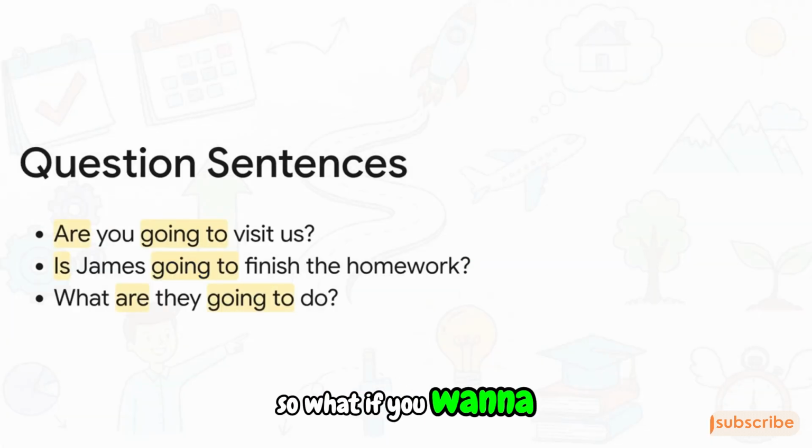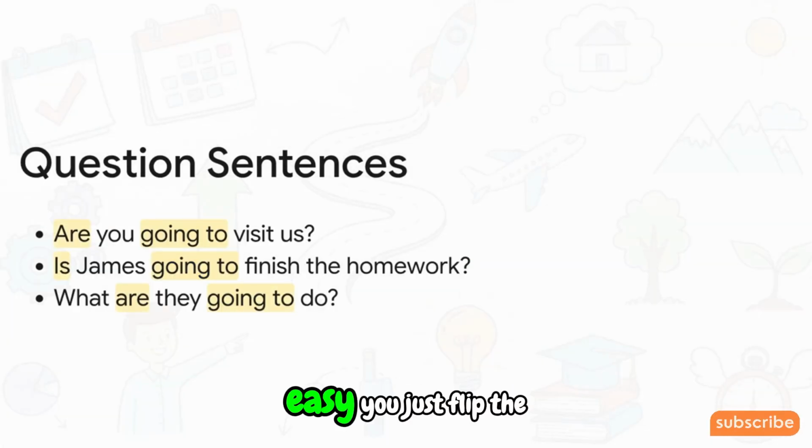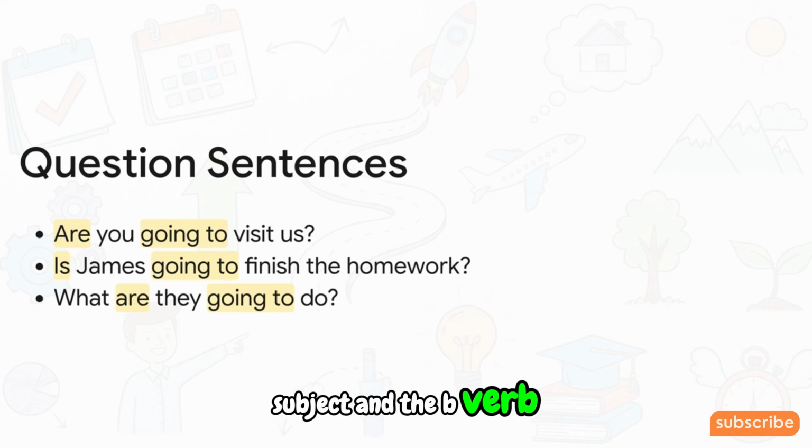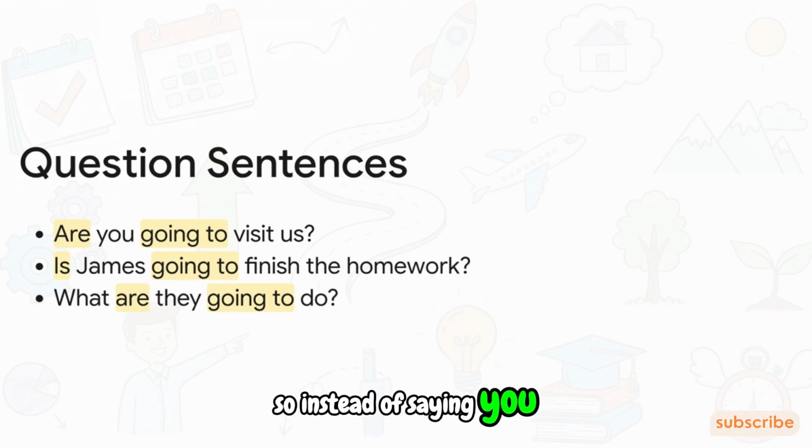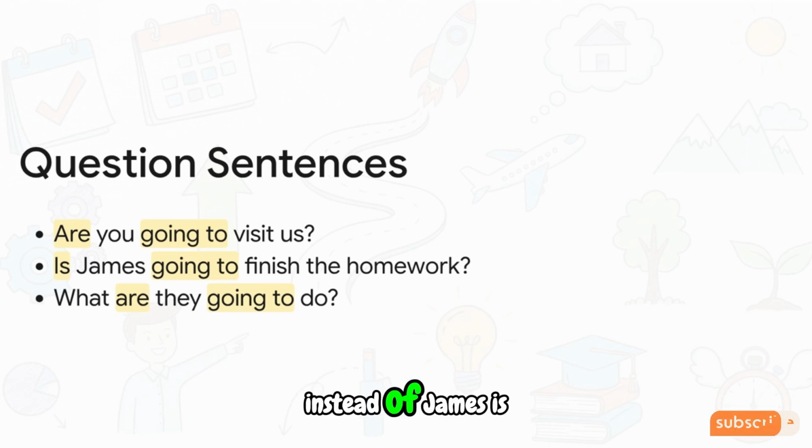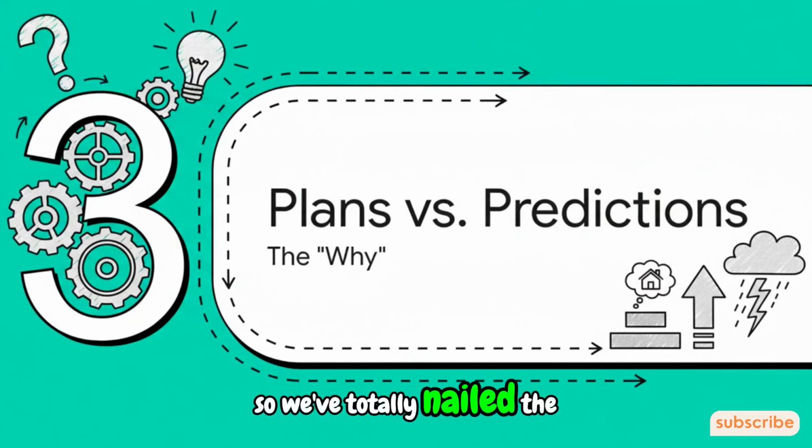So, what if you want to ask a question? Easy. You just flip the subject and the be verb. So instead of saying, you are, you ask, are you going to visit us? Instead of James is, you ask, is James going to finish the homework? So simple, right?